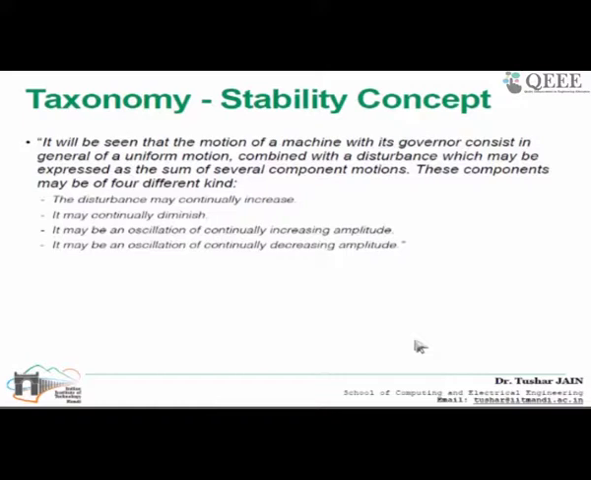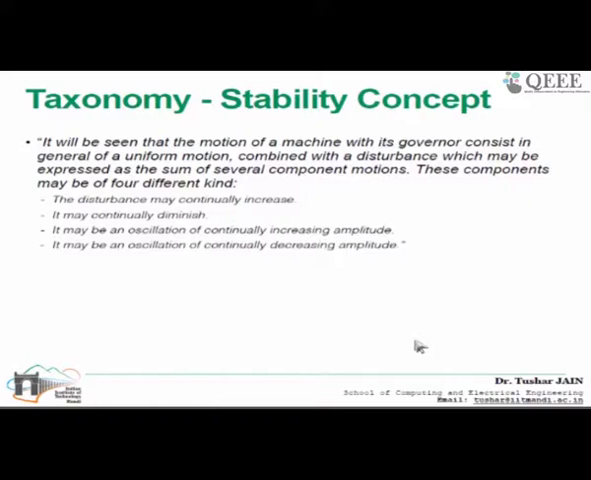It will be seen that the motion of a machine with its governor consists in general of a uniform motion. He wants the motion of the governor to be a uniform motion without any response behaving weirdly, combined with a disturbance which may be expressed as the sum of several component motions. I will repeat this statement once again. It will be seen that the motion of a machine with its governor, why does he speak about the governor? Because in the current system the governor is basically a controller. With its governor consists in general of a uniform motion combined with a disturbance which may be expressed as a sum of several component motions.